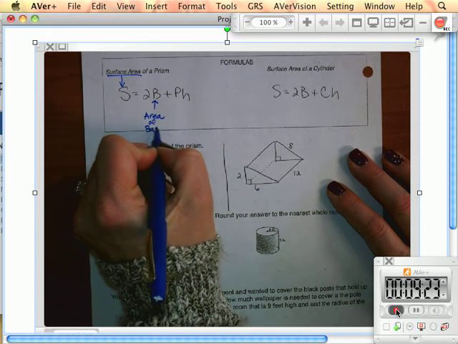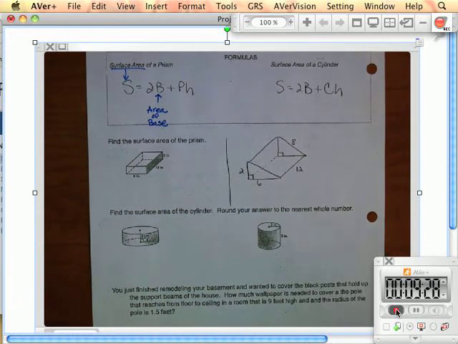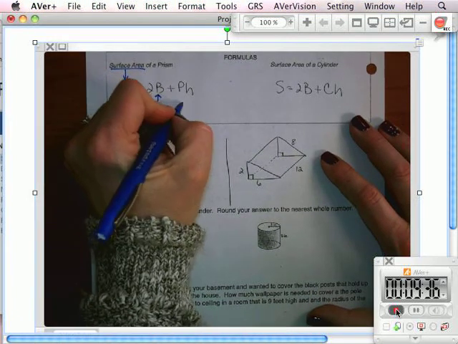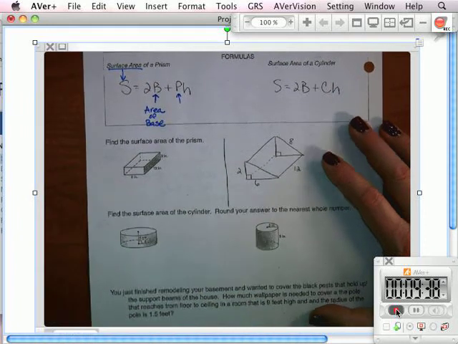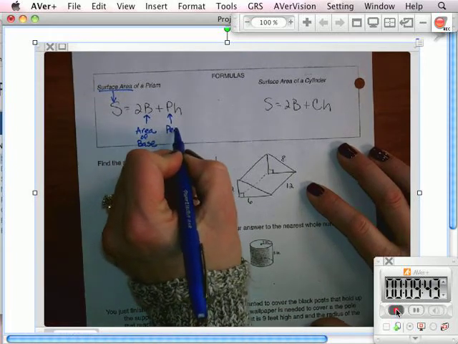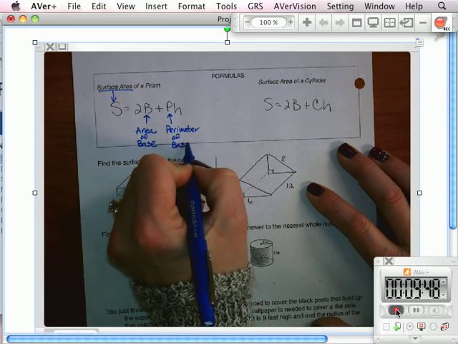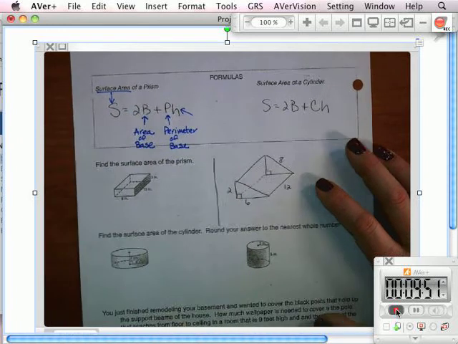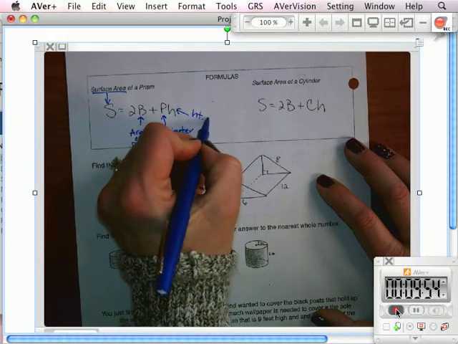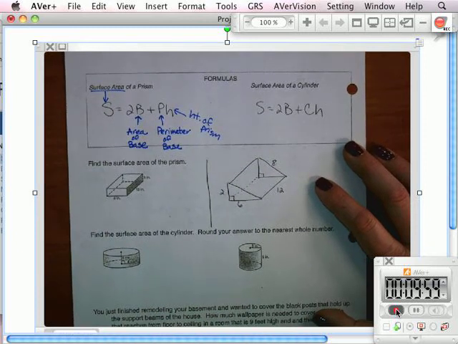You could have a triangle base. You could have a rectangle base. You could have a square base. So that's just a general way of writing it. Capital B. What do you think the P stands for? You saw it on your activity. The perimeter of the base. And then the height of the prism. Okay?